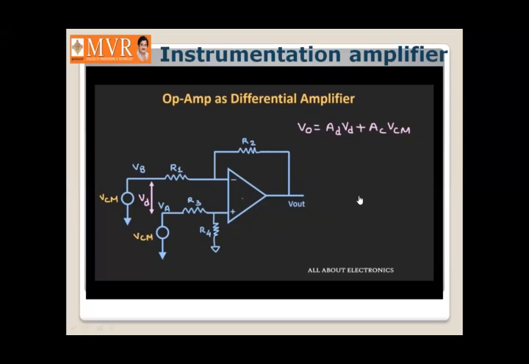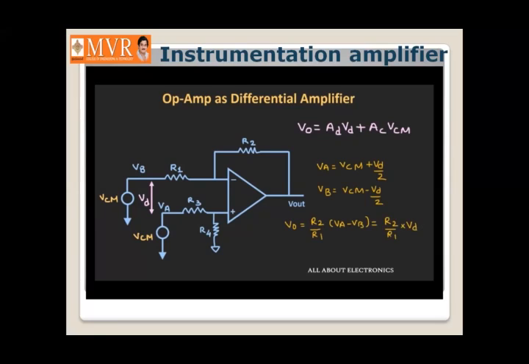Now, in this case, suppose common mode voltage is also present, then we can say that the voltage VA will be equal to this common mode voltage VCM plus VD by 2. And likewise, this voltage VB will be equal to VCM minus VD by 2. So, if we assume that the ratio of R4 divided by R3 is equal to R2 divided by R1, in that case, the output voltage Vout will be equal to R2 divided by R1 times VA minus VB. And if we put these two values of VA and VB, then the output voltage Vout will be equal to R2 divided by R1 times this differential voltage VD.